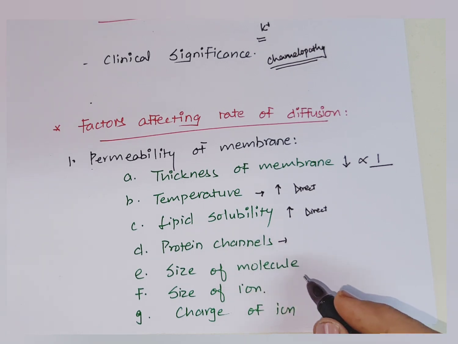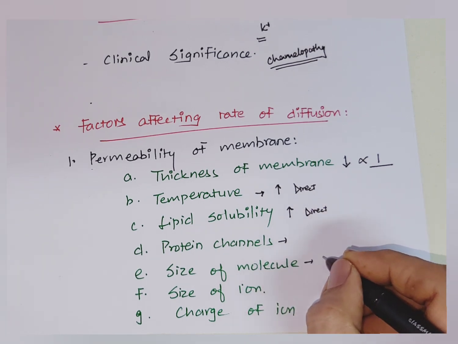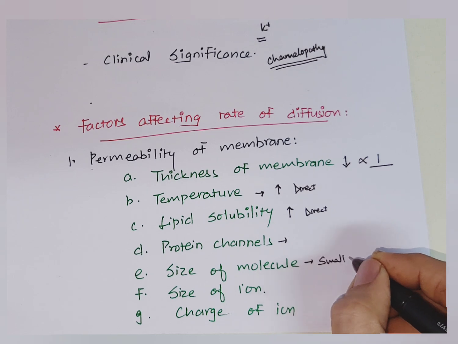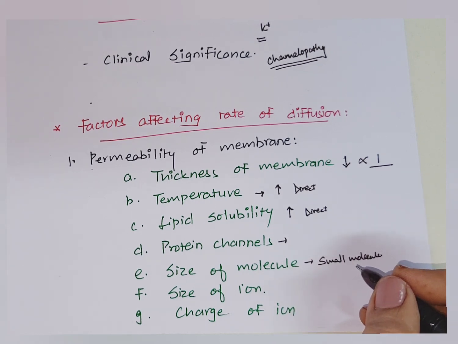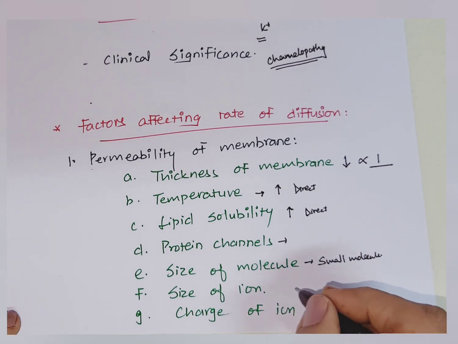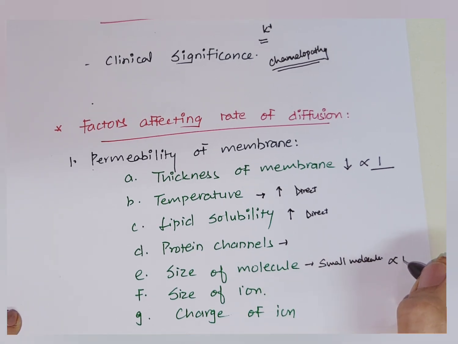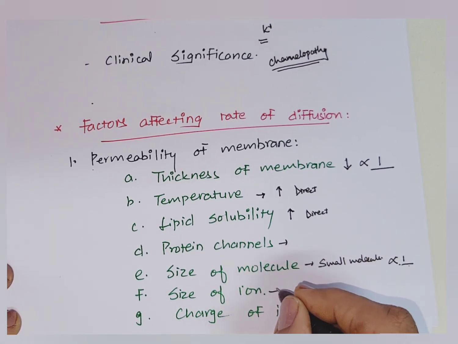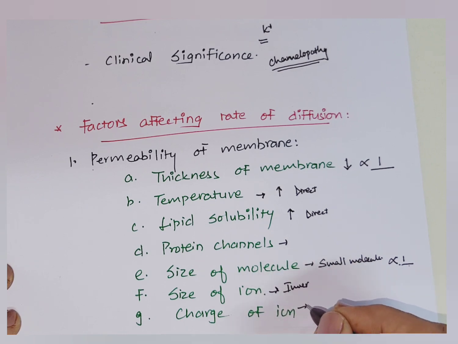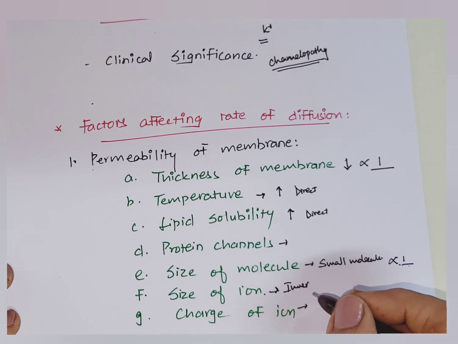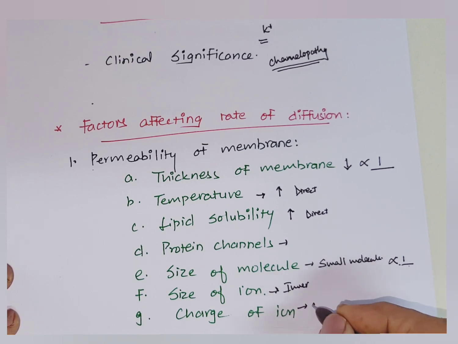Then size of the molecule: if the molecules are small, then the rate of diffusion is fast, so this you can see is inversely proportionate. Then size of ion, again inversely proportionate. And charge of ion: if the charge is greater, then transmission is less. Ca plus 2, the transmission rate is less than plus 1. Okay.